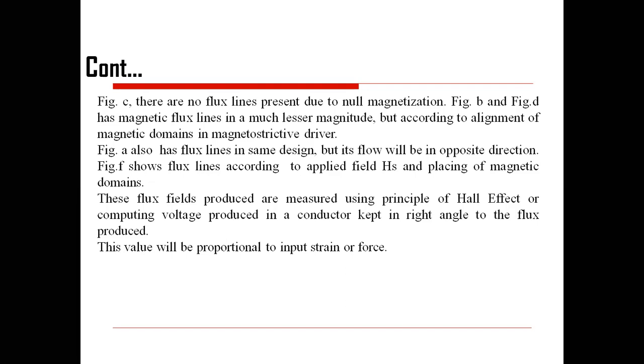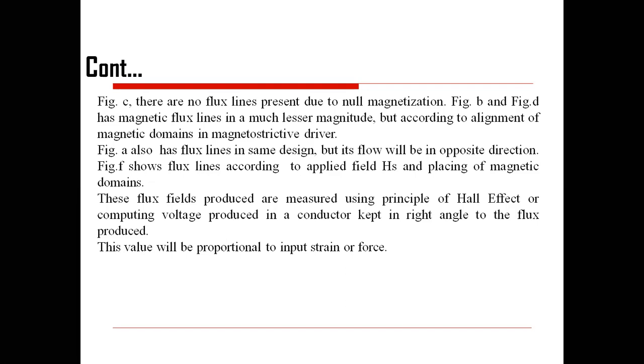Now if you try to recall figure A, this also has flux lines in the same design. However, the flow will be in the opposite direction of figure F. So A and figure F. In figure F, I have shown the side figure. Flux linkage has been represented. So figure F is representing the flux lines according to the applied magnetic field of saturation that has been placed on the magnetic domain.